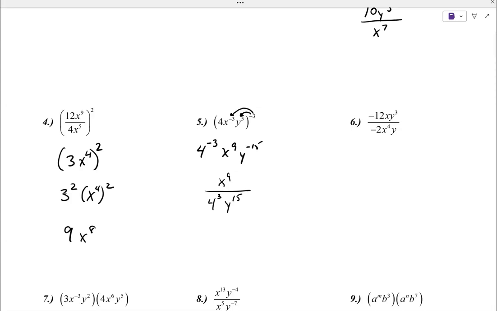So again, when you have a negative exponent, you just basically switch its position, right? If it's on top, flip it to the bottom. If it's on bottom, flip it to the top. Okay? Last thing we'll do is simplify the number. When you do 4 to the 3rd power, what do you end up getting? 64? Good. So you'll have x to the 9th over 64, y to the 15th.